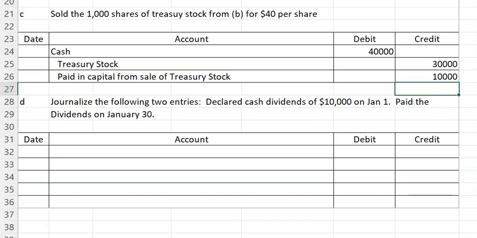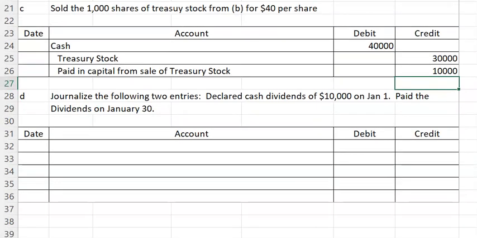Letter D says, journalize the following two entries. Declared cash dividends of $10,000 on January 1, so that's our date of declaration, and paid the dividends on January 30th. So we have a date, so we'll put it in here. So January 1, we declared those dividends. That's when we set up that liability. So we'll say cash dividends, and that has a normal debit balance just like drawings did. And then we will say cash dividends payable. And they tell us the amount. It was $10,000.